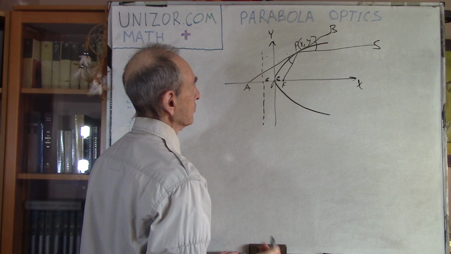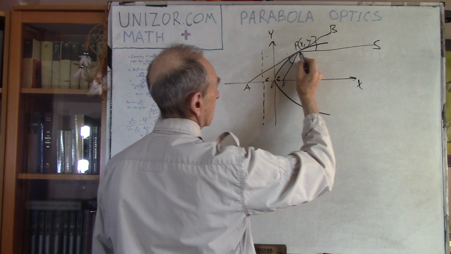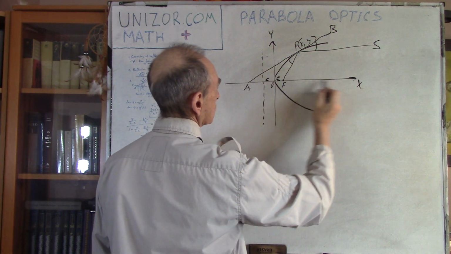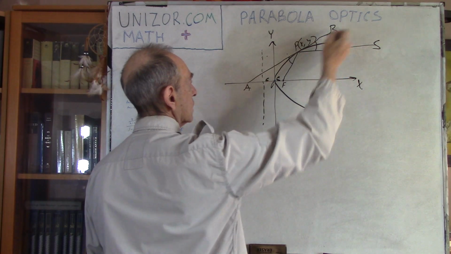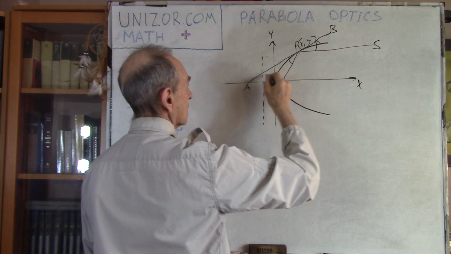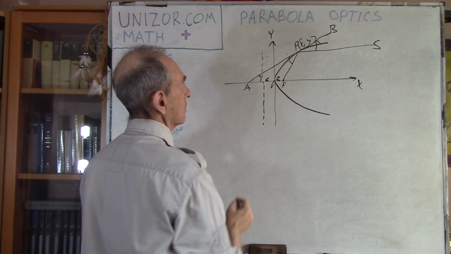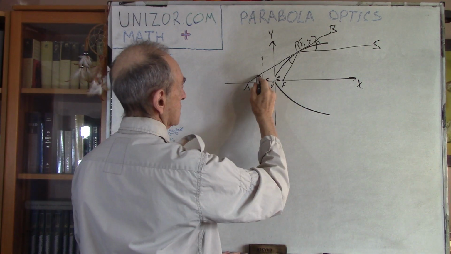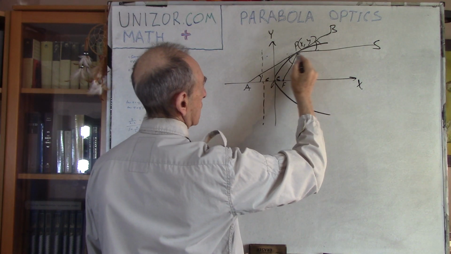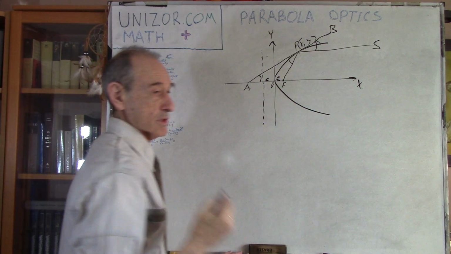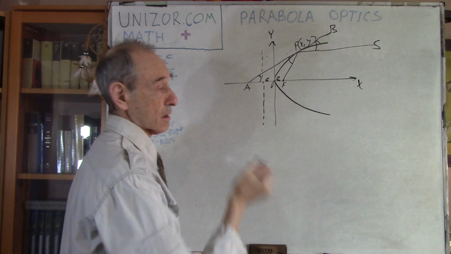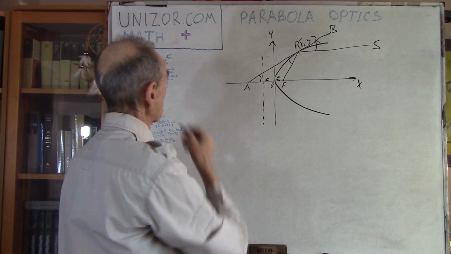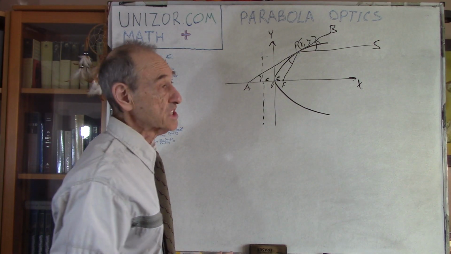Now, how can I prove that this line is parallel to this line? Remember, when you have two lines and one intersection, if these angles are equal to each other, this one and this one, then two lines are parallel. This is one of the first theorems about parallel lines, which is covered in the previous prerequisite course called Math for Teens.